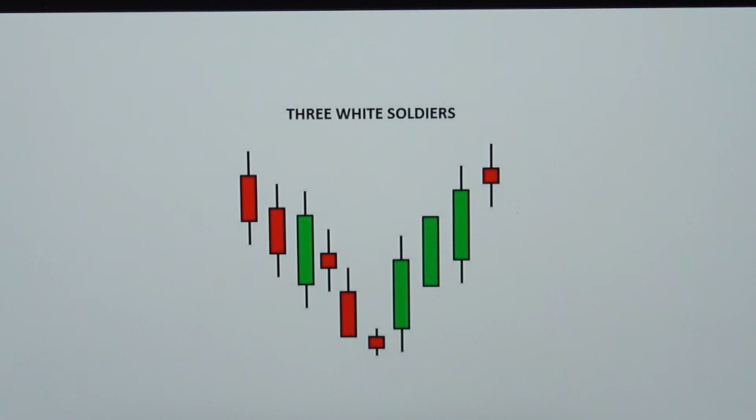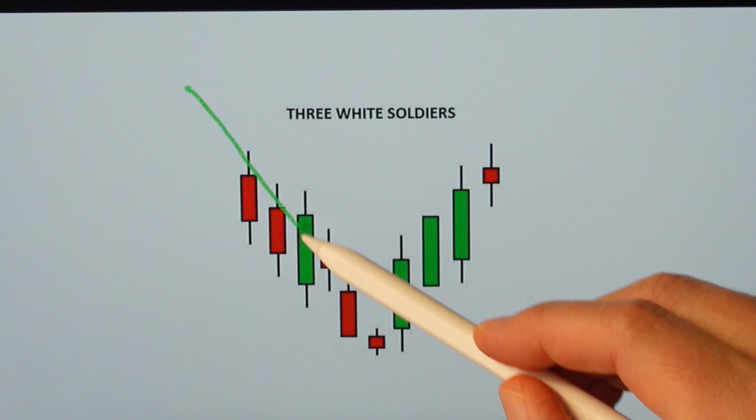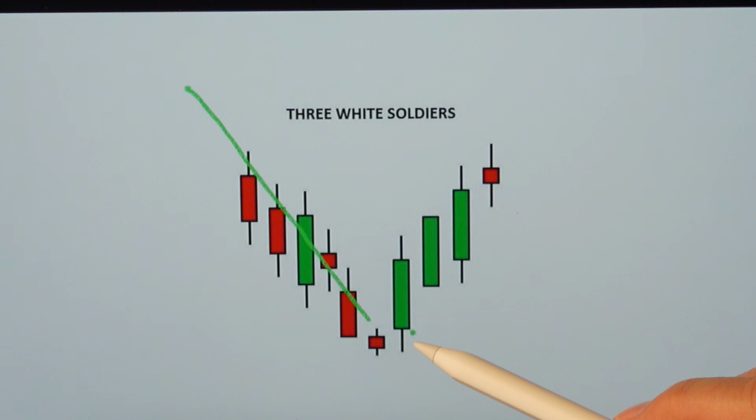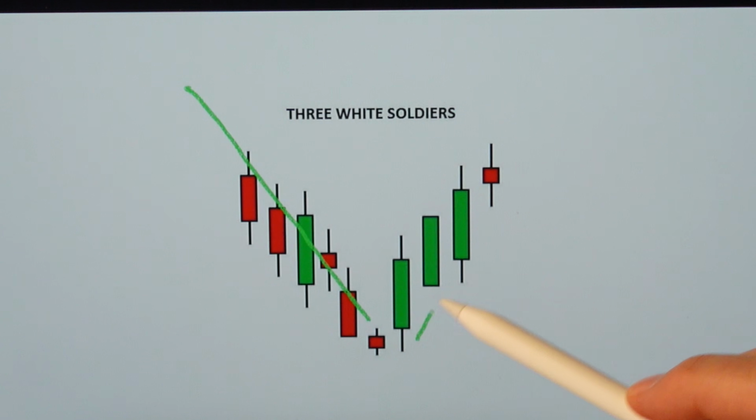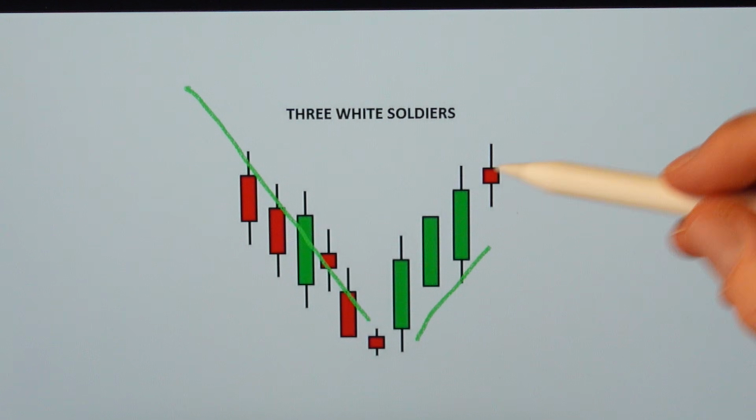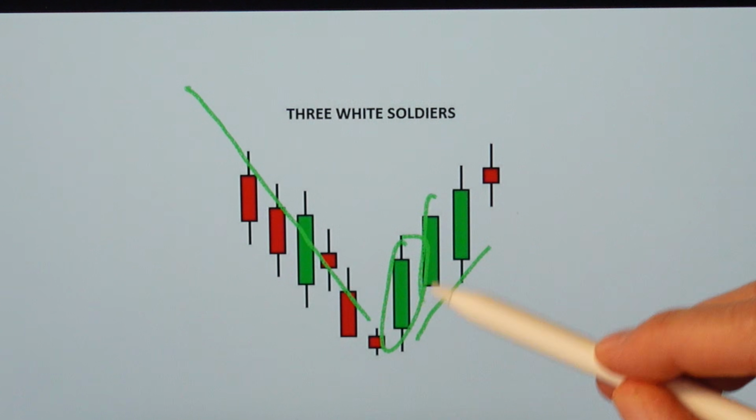The next pattern we're going to talk about is three advancing white soldiers. And this pattern really tells us that there's momentum on the side of a move. Let's take a look at how the illustration shows us this works. So in this case, we've got a down market. Then things reversed, and we get three big green or white candles. Remember, you'll sometimes see white candles illustrating up days. Either way, three big bodies, boom, boom, boom.